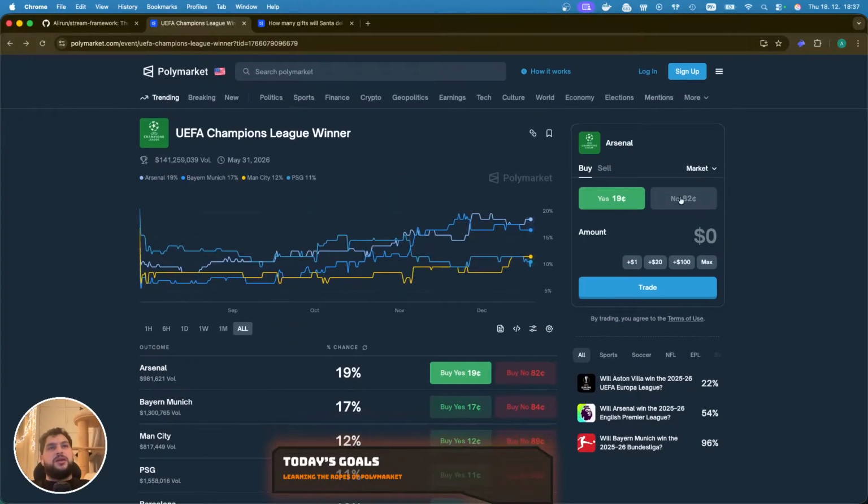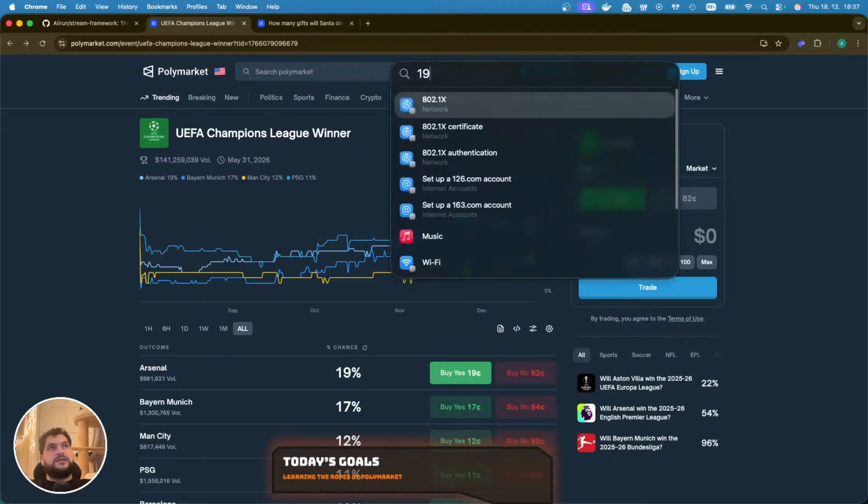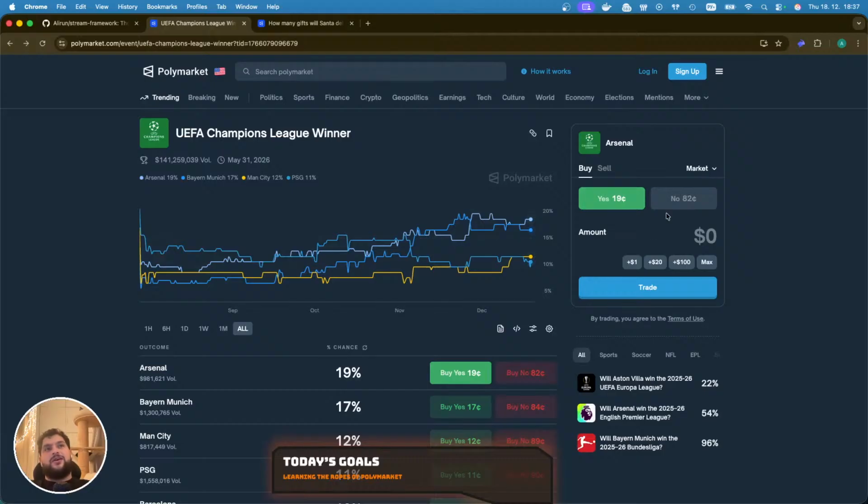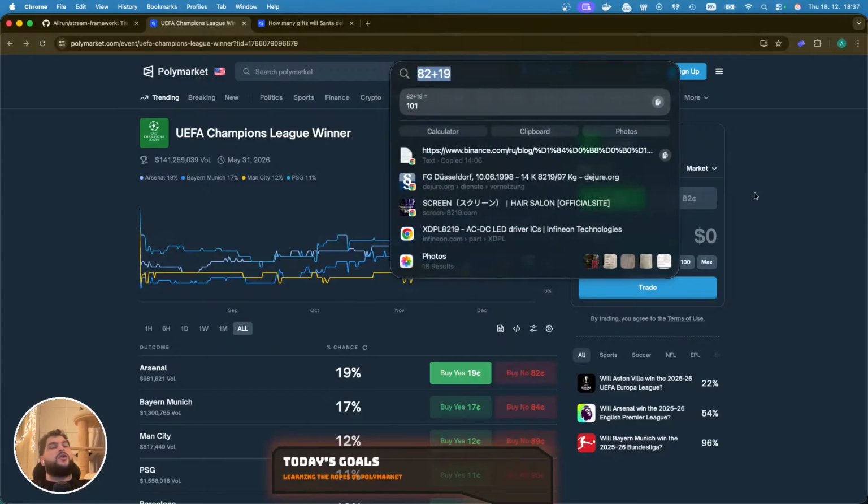So you can see here it looks like there is an arbitrage opportunity. I'm sure there is not, or it's very little, because here yes costs 19 cents, and here no costs 82 cents, which means in total it gives 101 cents, which is more by 1 cent than $1. So if you get this position and this position, you can actually... okay, so this is not an arbitrage.